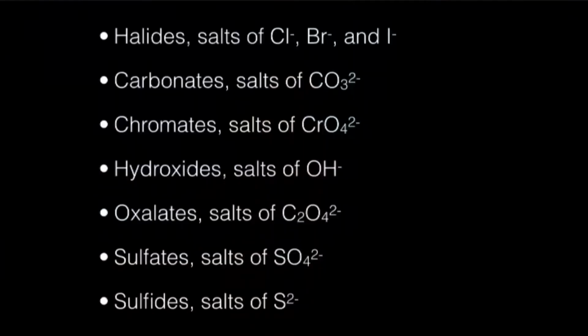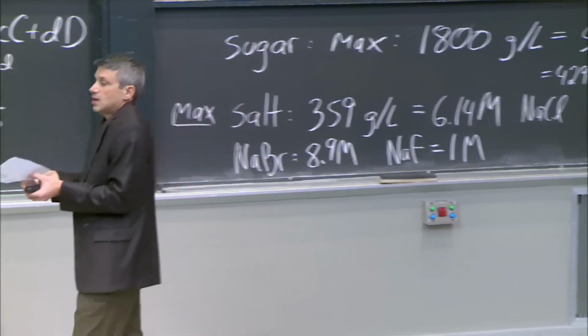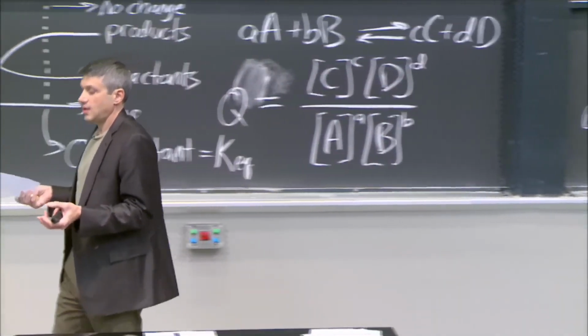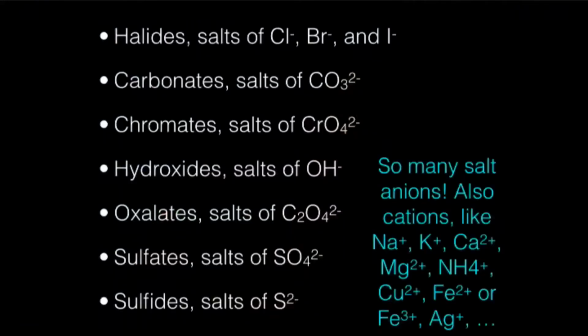So here are some of the anions. Chlorine, we just did that one. Bromine. You could also have a carbonate, chromates, hydroxides, oxalates, sulfates, sulfides, and then the list goes on and on. There are many of these. They don't have to be a single atom. It can be a part of a salt that breaks off and has a negative charge. That's an anion. And here are some of the cations: sodium, potassium, calcium. You know about these things. We've been talking about these things.